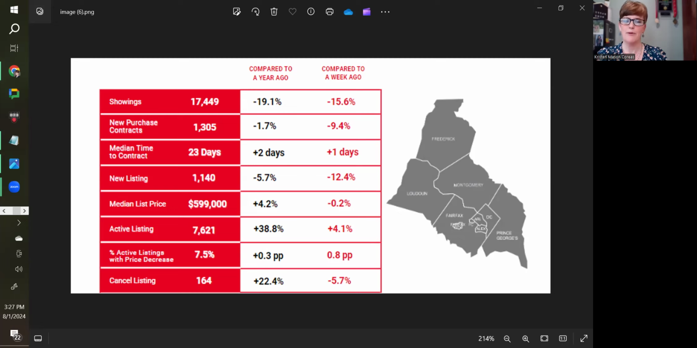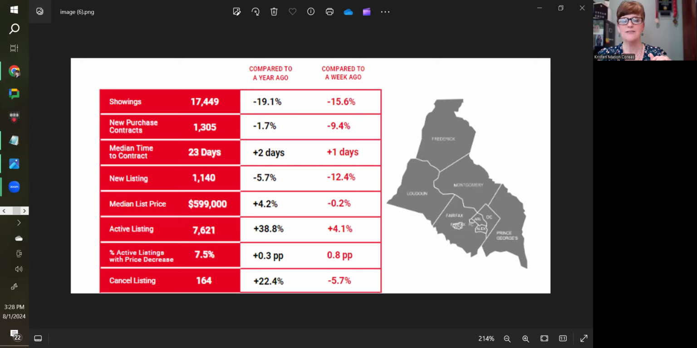During the summer months, we tend to have less activity, and so when we look at the week over week data, that shows us what's happening this summer. We have 15.6% fewer showings from last week. We have 9.4% fewer purchase contracts from last week. We are longer on the market by one day compared to last week, and there are 12.4% fewer new listings. The median list price is down just a touch, basically flat compared to last week.